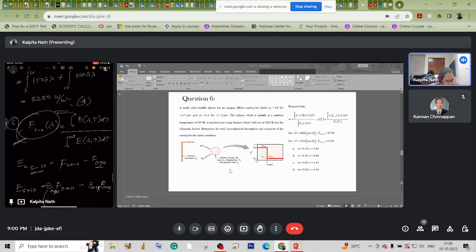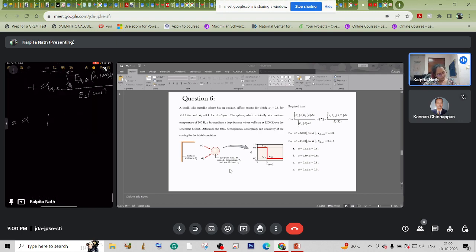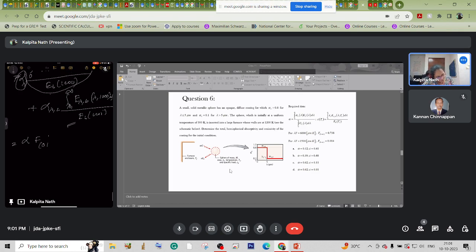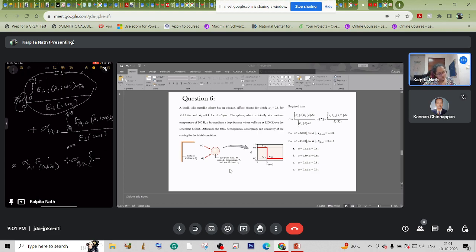And we have already seen that the fraction of total emission up to that wavelength can be replaced by how much emissive power is there up to that wavelength upon the emissive power on the whole range, that is the total emissive power. So we can simply replace it by that. So this is basically the fraction of the emission up to that wavelength. So this is from 0 to lambda 1, plus alpha lambda 2 times 1 minus the fraction from 0 to lambda 1, because this is lambda 1 to infinity.